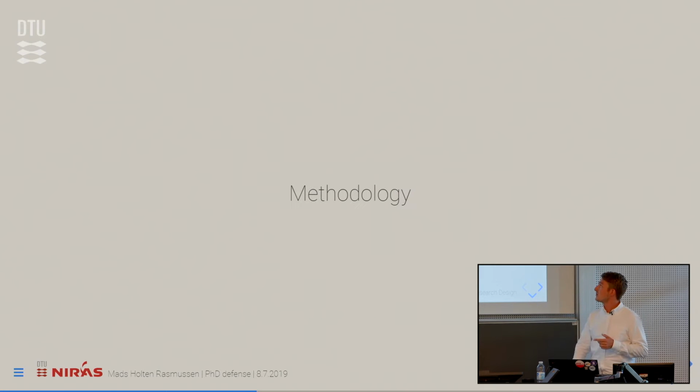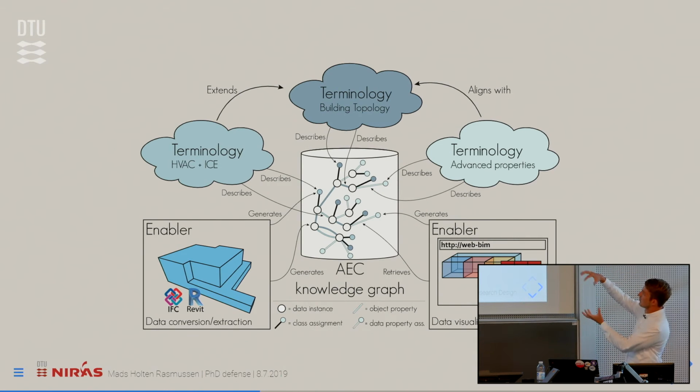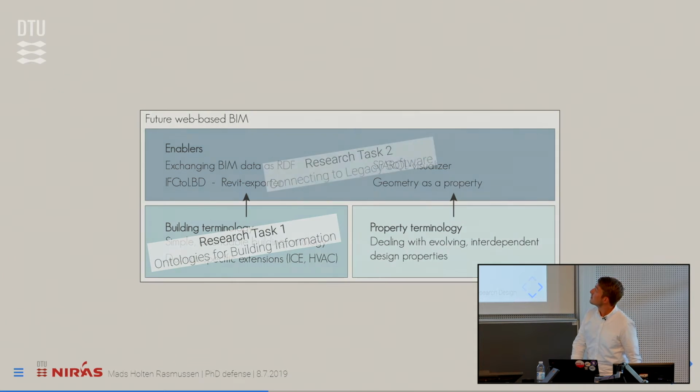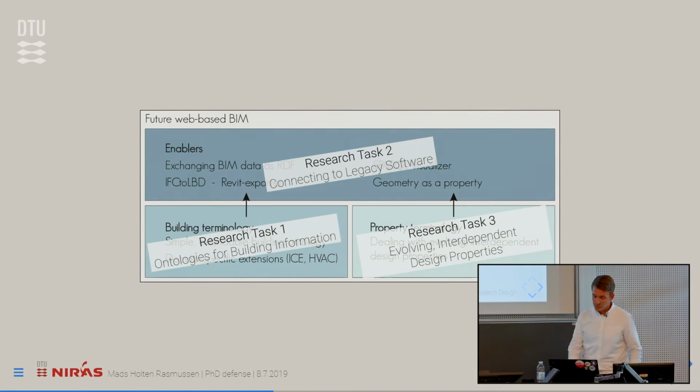The methodology I set up for this was something like this. We want to build this big knowledge graph. We need some terminology to describe the building, something for HVAC and ICE, indoor climate and energy, that extends this, and then something over here where we can handle the advanced properties that aligns with that, and we needed an enabler to connect to the legacy software and also to build on top of it. Simplified to something like this: some building terminology, some enablers, some property terminology. So this would be my first research task, this would be my second research task, and this would be my third research task.